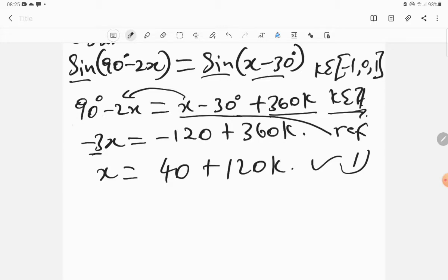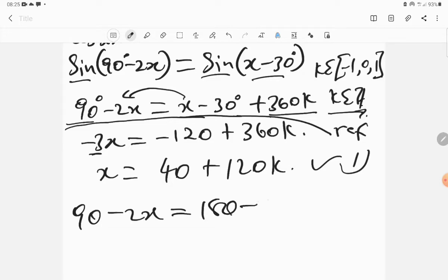So this whole equation, this step must be working on finding the second general solution. So what are you having? You have this side, which is 90 minus 2x, which is equal to, how do you get into the second quadrant where sine is positive? Because remember, we are dealing with sine. So we say 180 minus our reference angle, which is x minus 30, and don't forget to add 360k there.